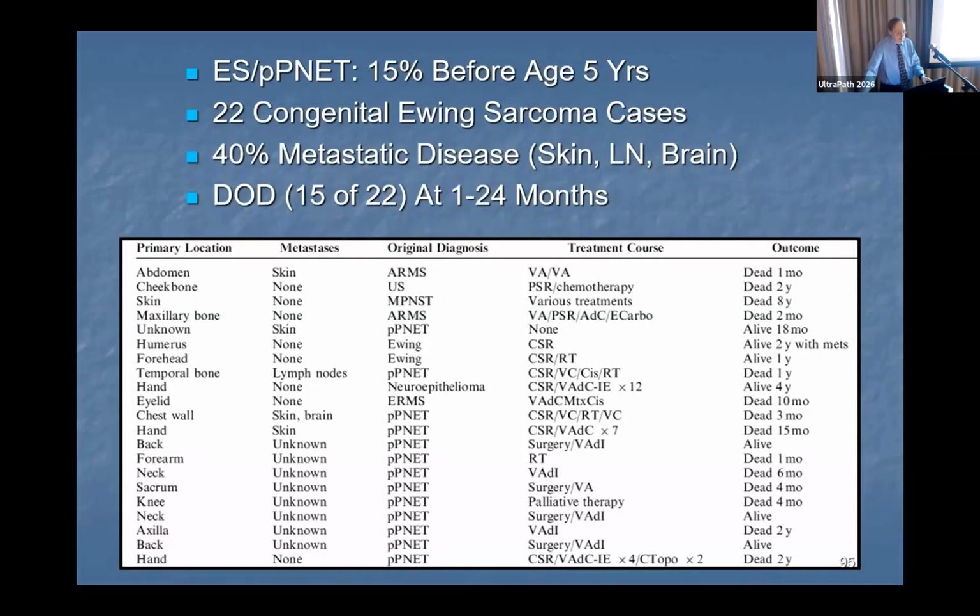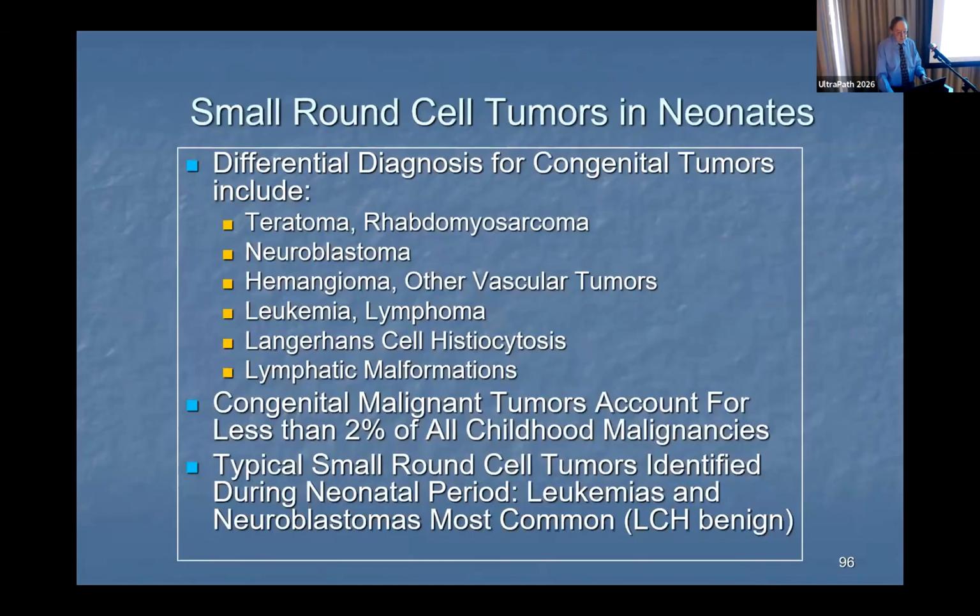So if you look at Ewing sarcoma in a young age group, about 15% can occur before 5 years of age. There are several reports out there of congenital Ewing sarcoma, but very few in general. I searched the literature and found this within the old Armed Forces Institute of Pathology. They had about 40% of these with metastatic disease at the time of presentation, and most died of disease within 1 to 24 months.